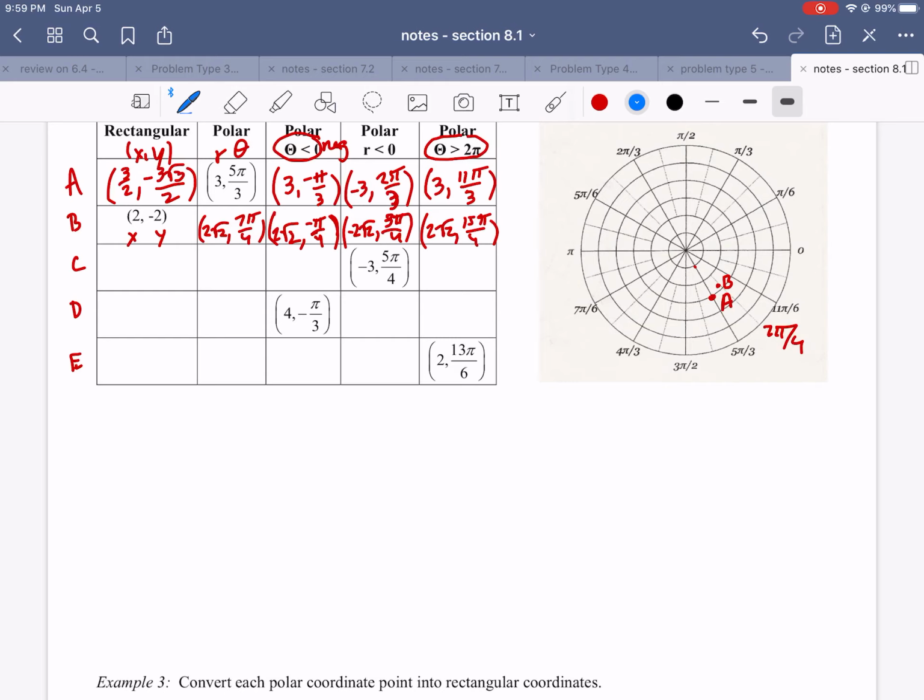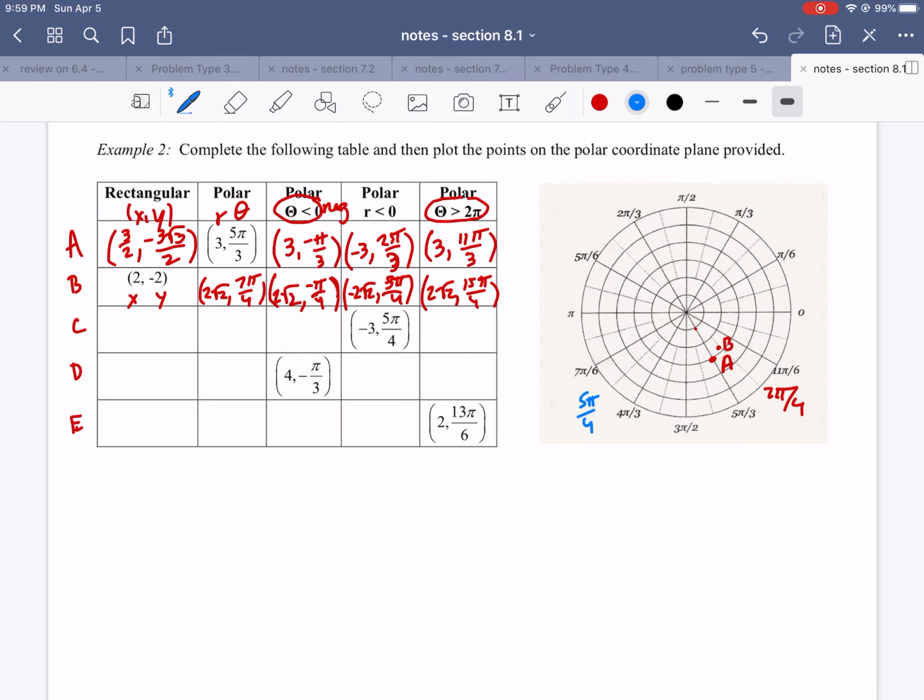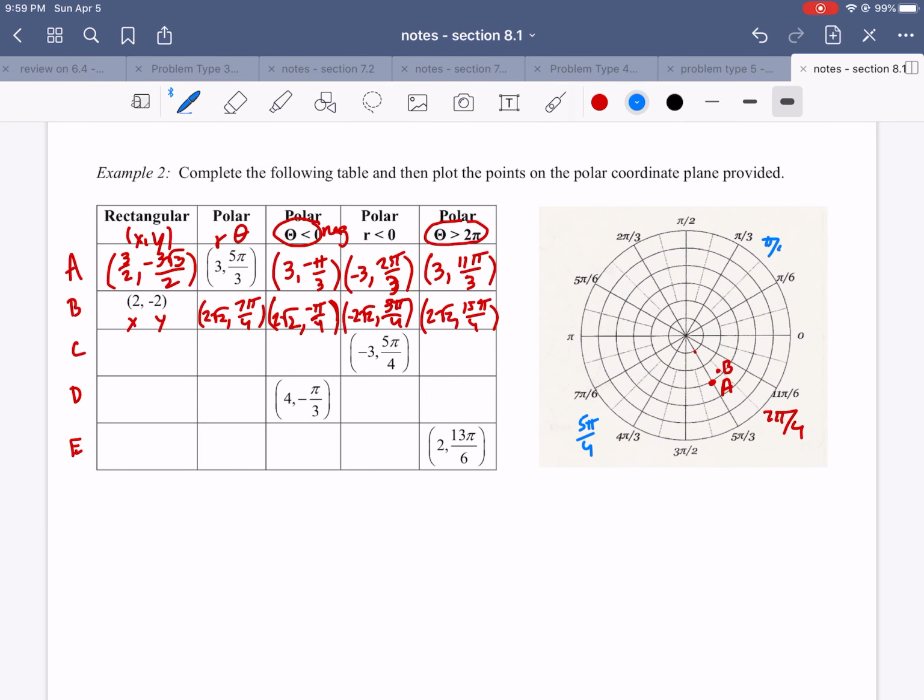If I start at 5 pi over 4, that's actually in quadrant 3. But the negative radius means I'm going to go the opposite direction, towards pi over 4. And so that means going out 1, 2, 3. This is going to be point C right here. And so just a regular point is going to be positive 3 and pi over 4.